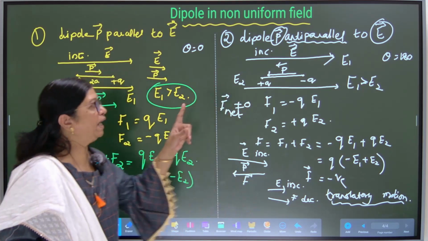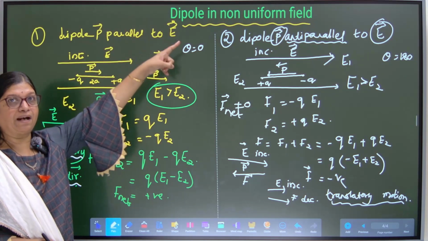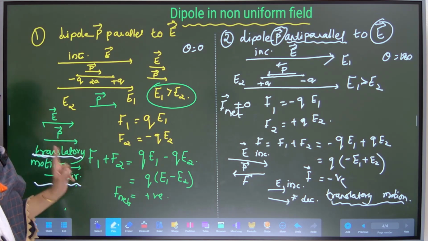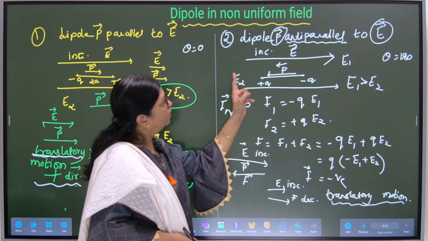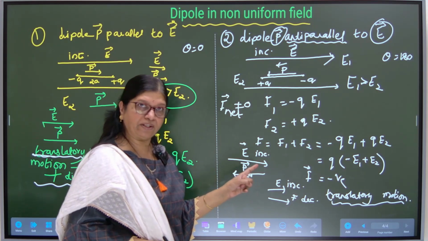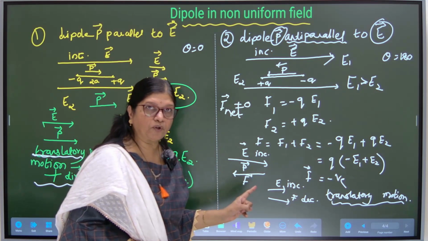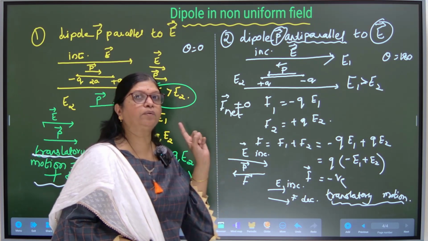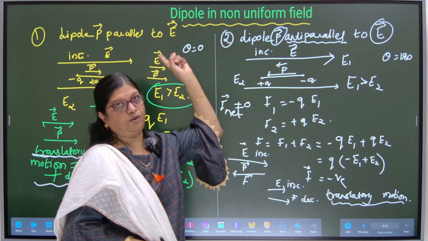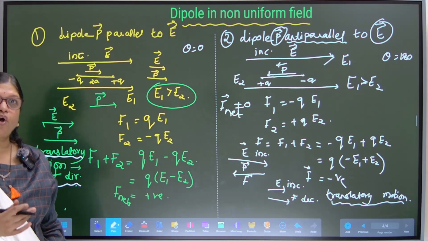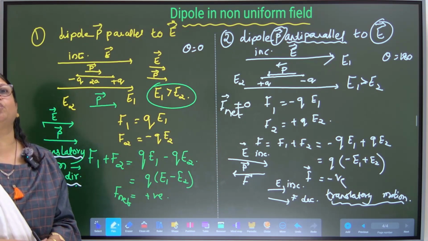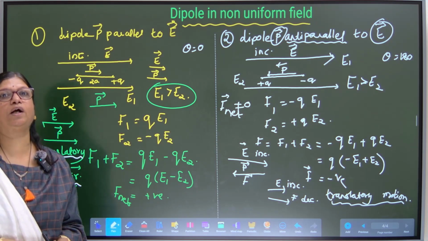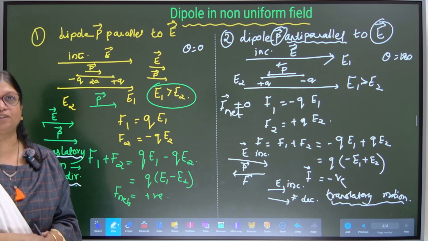How? If I place the dipole and electric field parallel to each other, translatory motion will be in the direction of the electric field for the dipole. If I place the dipole anti-parallel to the electric field, increasing electric field, then the motion of the dipole will be opposite to the direction of the increasing electric field. So translatory motion will be there for both the cases, whether anti-parallel or parallel. So, is torque there? In this case, it won't be there. Why? Torque happens due to a couple. Otherwise, in some orientations it will be there.